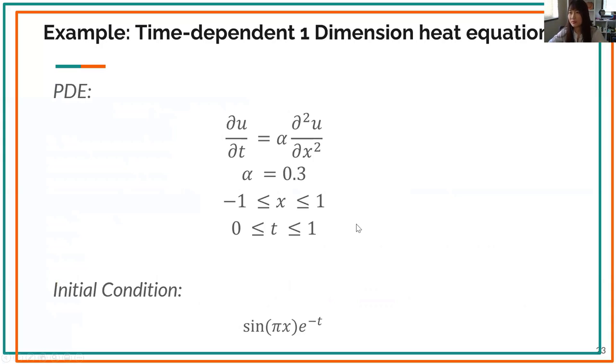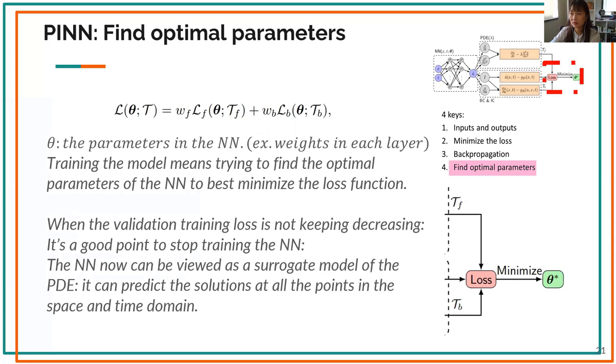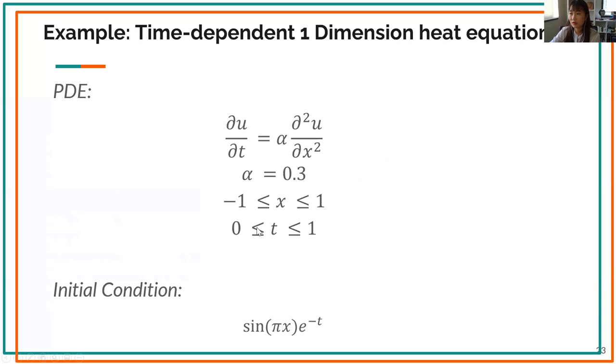Okay, a quick example. Let's say I want to solve this equation: partial u over partial t equals alpha times partial squared u over partial x squared, and alpha equals 0.3. I have my x in this region, my t from 0 to 1, and I have an initial condition, which is sine pi x times the exponential of minus t. So that is what we do.